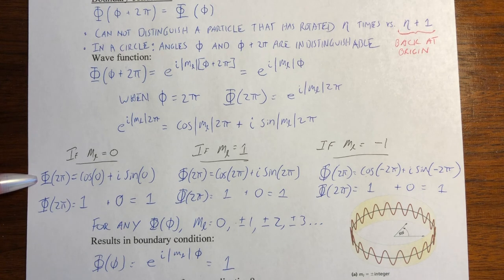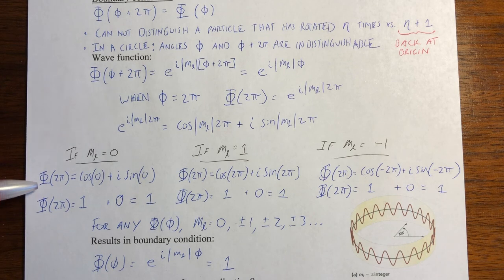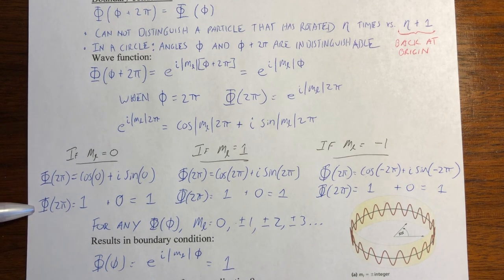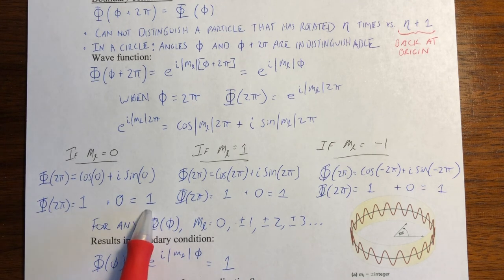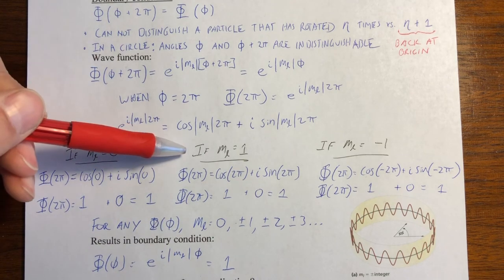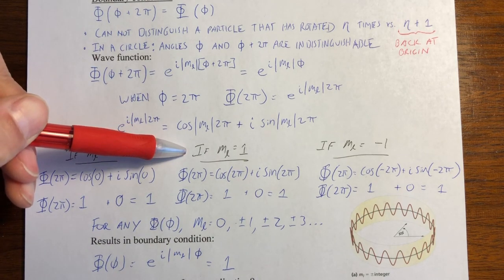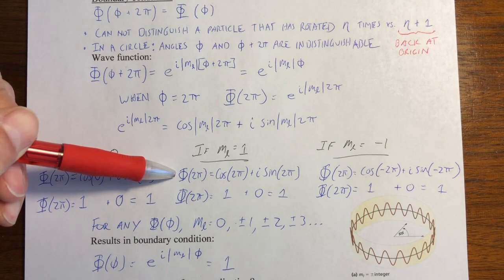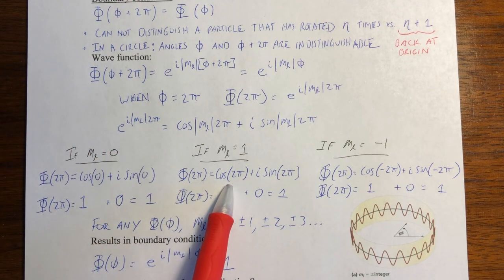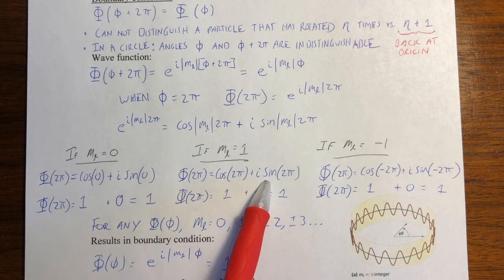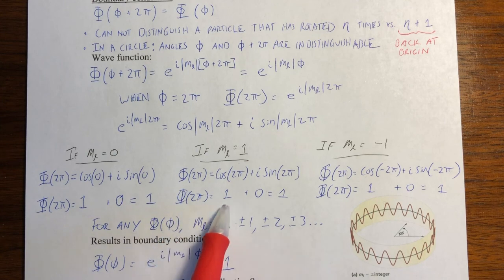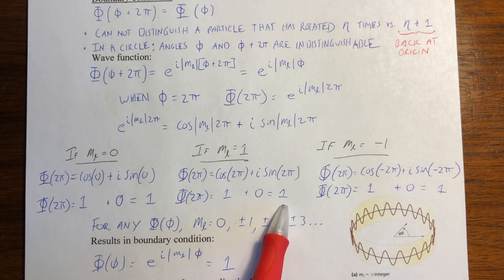Then our wave function at angle 2 pi, as defined previously, is equal to cosine of 0 plus i times sine of 0, which ends up being 1 plus 0, which is equal to 1. If, however, our m sub l quantum number is equal to 1, we can say that our wave function at 2 pi is equal to cosine of 2 pi plus i times sine of 2 pi. And then our wave function of 2 pi is equal to 1 plus 0, also equal to 1.